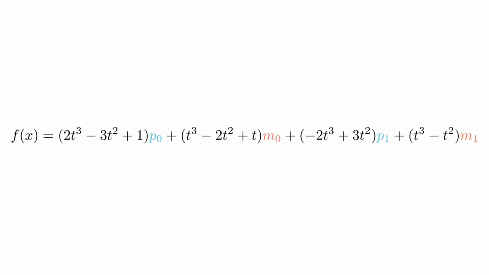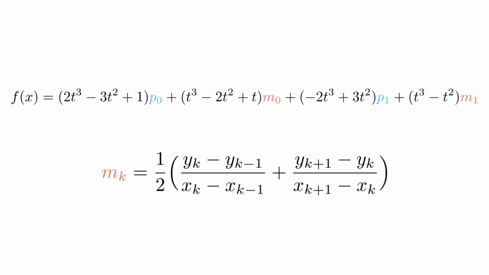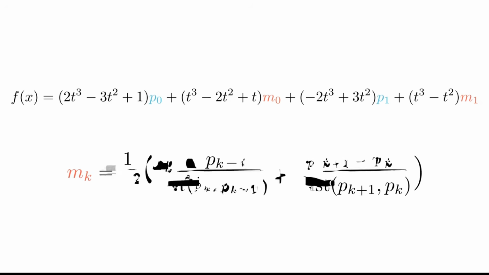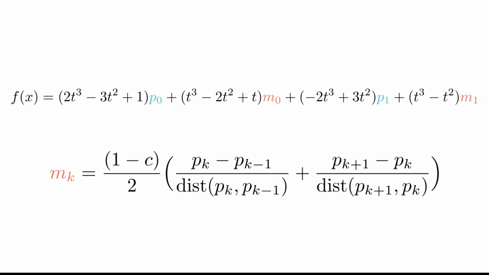But wait, we need to critique our slope formula. Now that we've replaced y coordinates with points, we need to critique the denominator. The equivalent of the difference in x values on a function is the equivalent of the distance between 2 points on a curve. But we're also going to add in an extra term, 1 minus c. C here represents tension. The curves will end up looking like strings, and increasing C will pull the strings tighter.